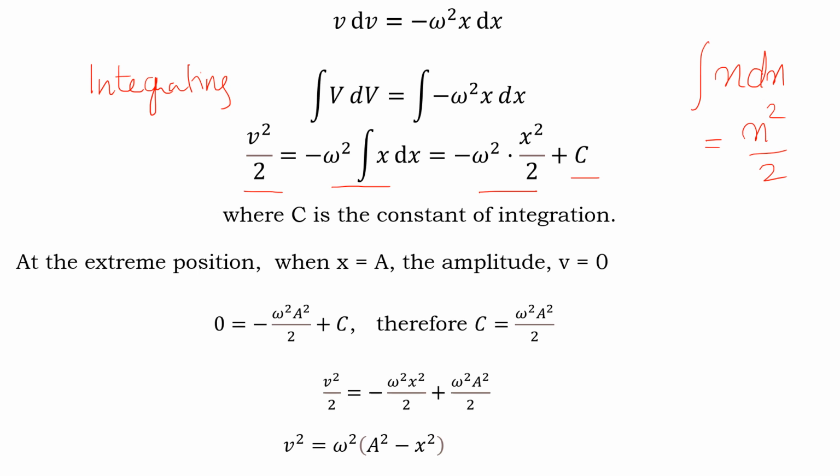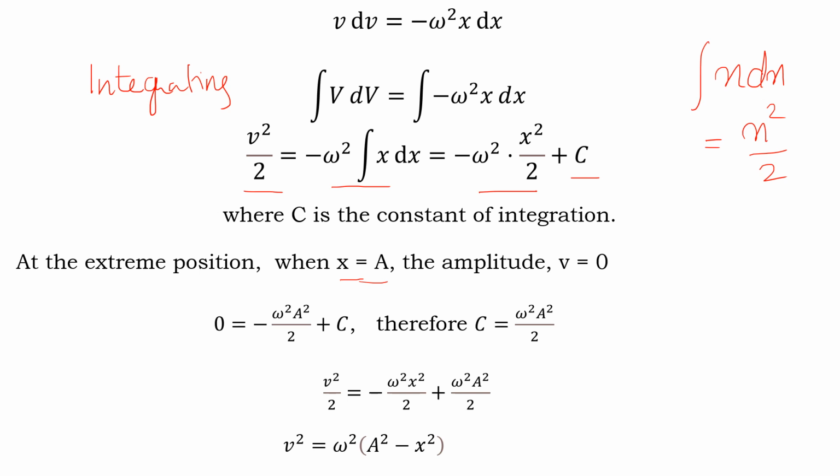To find the value of c, we apply a limit. That is, when x is equal to a at the extreme position. Here x is the displacement, and we are considering the value of x at the extreme position, that means the maximum value of the displacement. That will be the amplitude. That is, the maximum value of the displacement x is equal to a, where a is the amplitude.